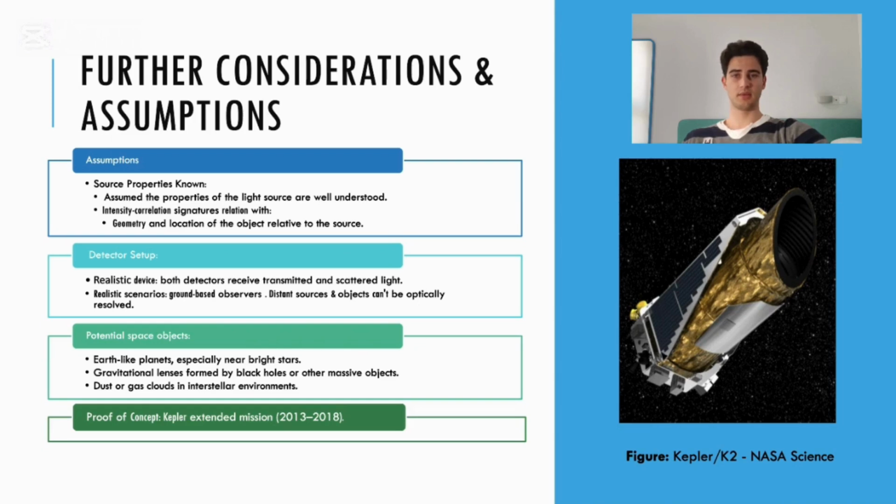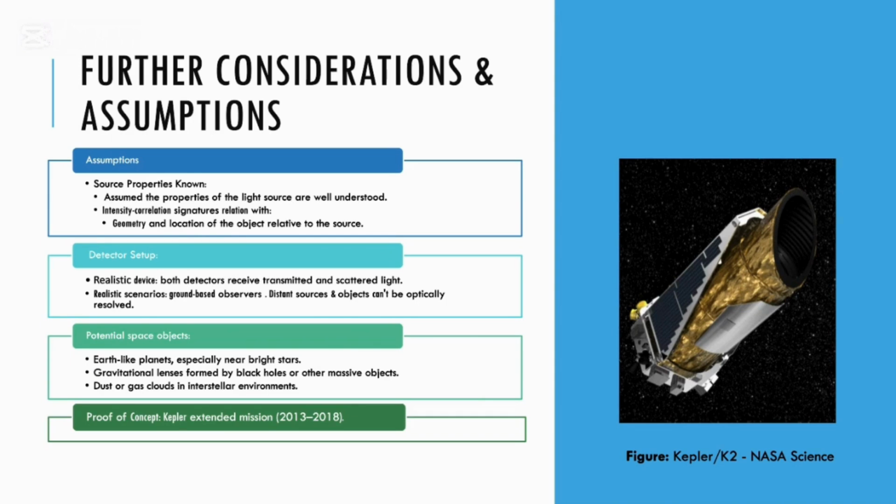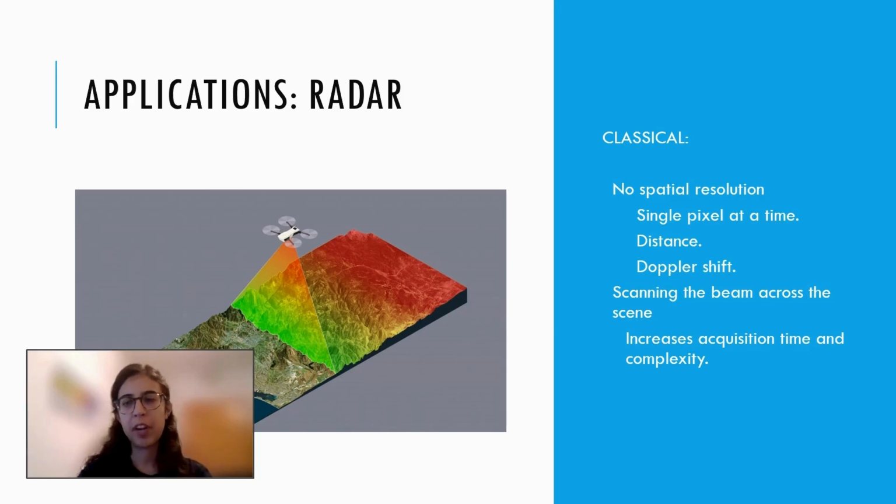Therefore, the potential space objects of interest of this application will include Earth-like planets, including those near bright stars, gravitational lenses formed by black holes or other massive objects, but also dust or gas clouds. In fact, it was successfully tested in the Kepler extended mission between 2013 and 2018. So now I'm going to talk about some applications.